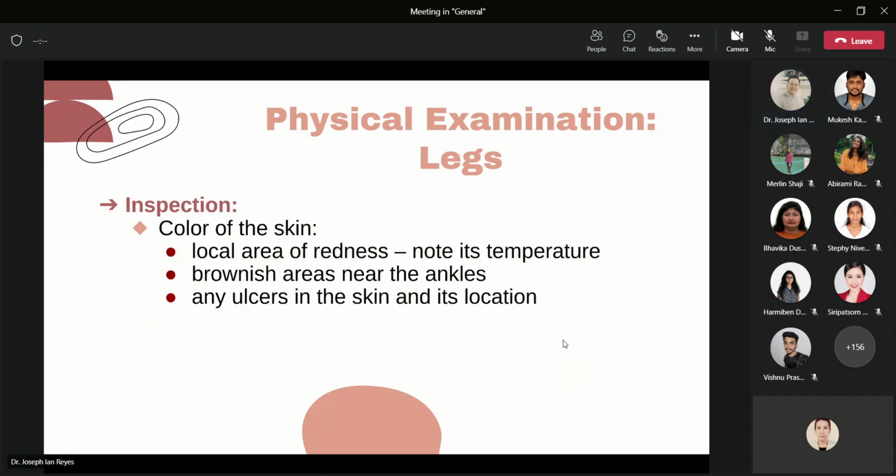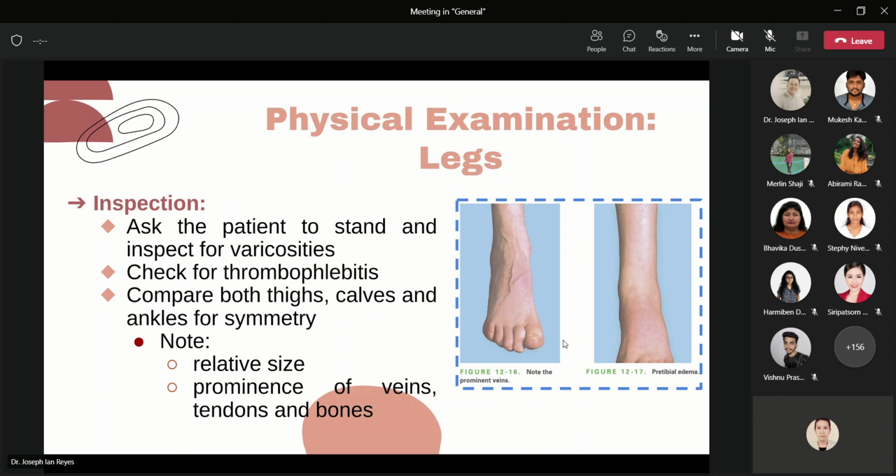Okay. So inspection, color of the skin. So local area of redness. If you have that area of redness, you note its temperature. Brownish areas near the ankles, any ulcers in the skin and the location. So ask the patient to stand and inspect for varicosities. Check for thrombophlebitis. Compare both thighs, calves, and ankles for symmetry. Okay.